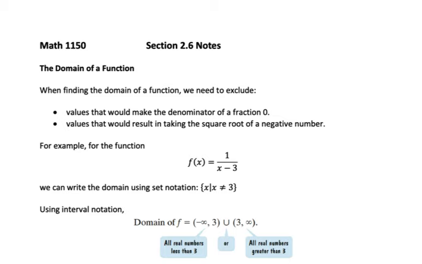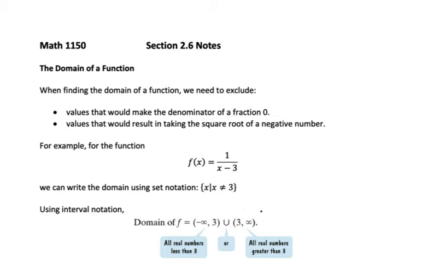In this video for section 2.6, we're going to talk some more about the domain of a function. When we're finding the domain, we need to exclude values that would make the denominator of the fraction equal to 0, or values that would result in taking the square root of a negative number. So for example, if I have the function f of x equals 1 over x minus 3, if I plug in 3 for x, that would make my denominator equal to 0. And so my domain using set notation is written like this: x such that x is not equal to 3.